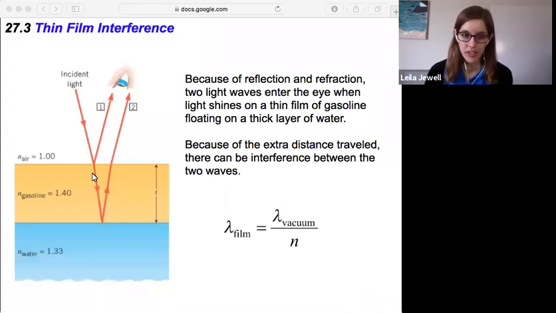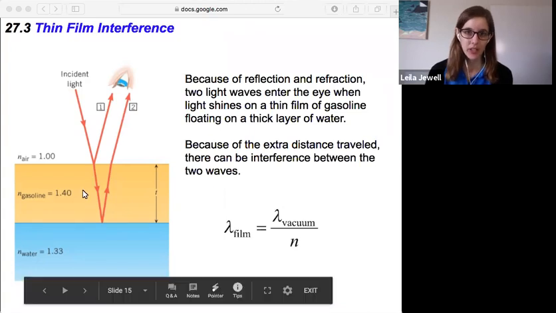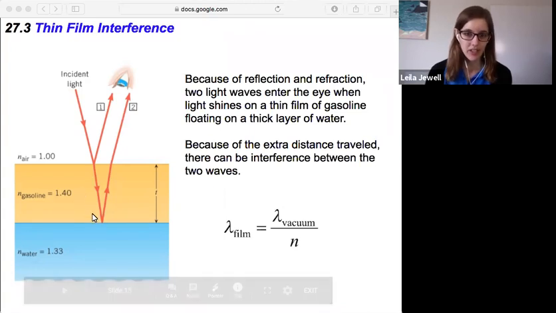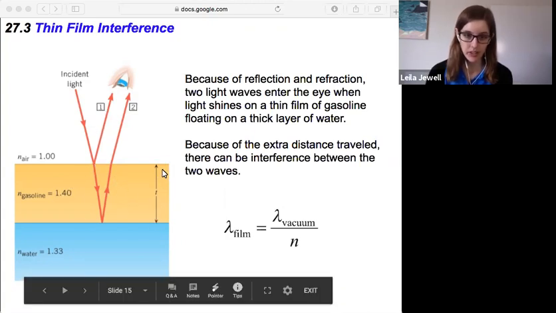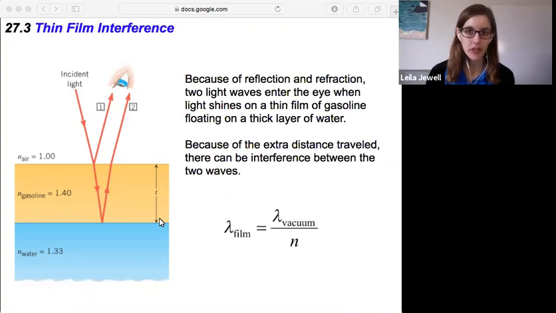And because of the extra distance traveled by the one that goes through the gasoline, there can be interference between these two waves. There can be constructive and destructive interference. So the key here is we're going to focus on this gasoline that has some thickness T. That's going to be the focus of a lot of our studies.